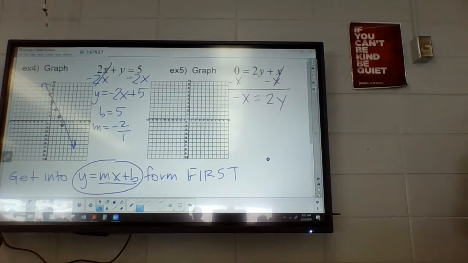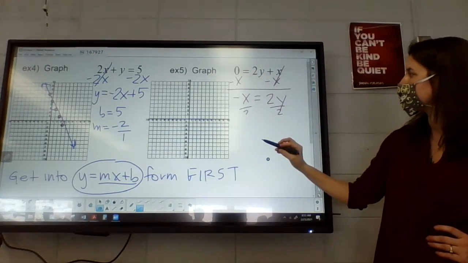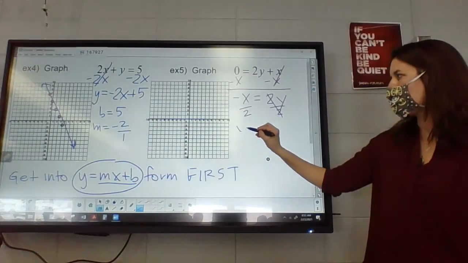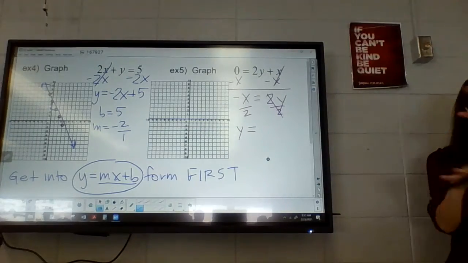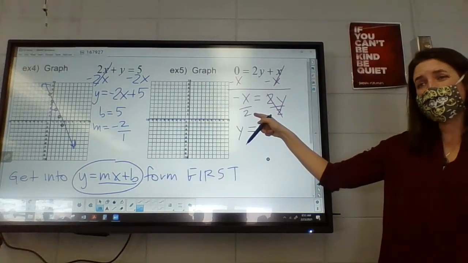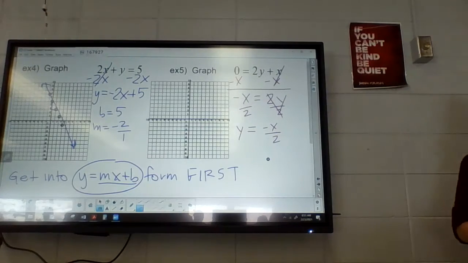Okay. I want to get my y alone, so what am I going to do? Divide by 2. Now, since this is on the wrong side of the equal sign, I'm just going to flip it. So I'm going to write y equals negative x over 2, over 2, right? All right, so negative x over 2.